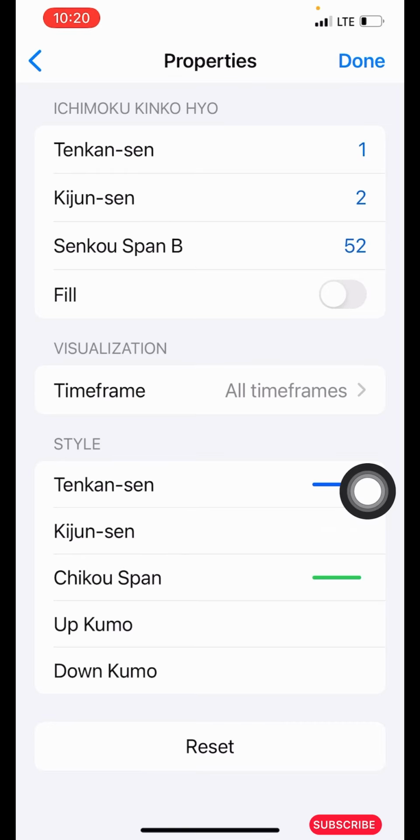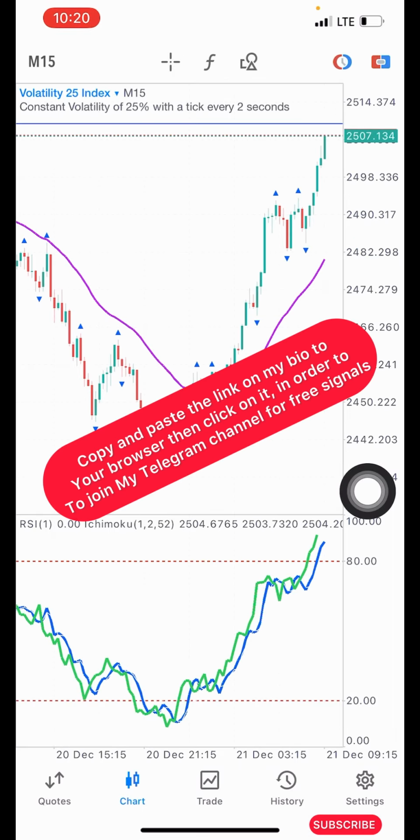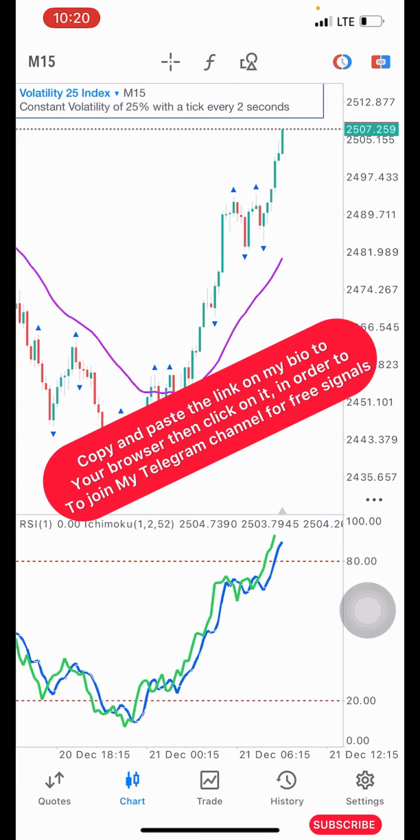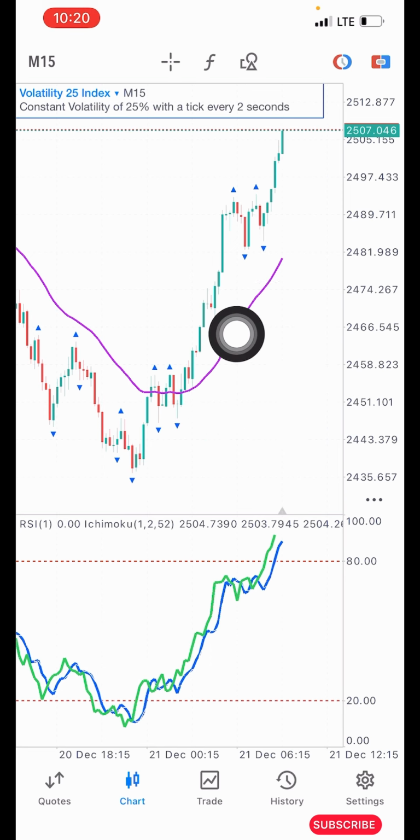So after that, you click on done, and once you have set everything correctly as I've explained, you are going to have a screen like this one here. All right, as you can see, my TP has been smashed. All right, this is a massive profit here.